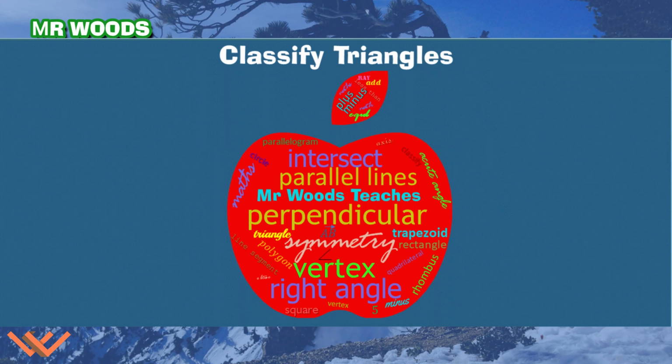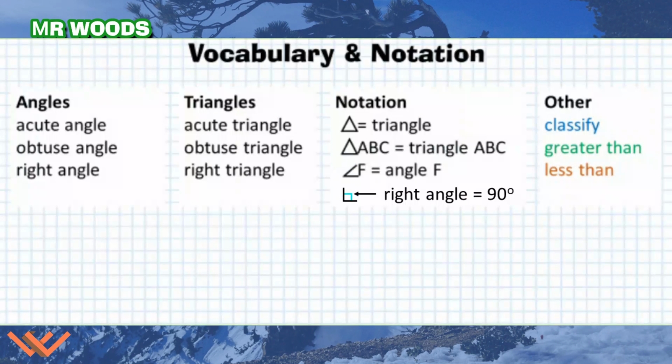Hi fellow mathematicians, this is Mr. Woods Teaches, and today we're going to be working on classifying triangles. Let's take a look. First, let's review some vocabulary and notation. So we have here angles, and we're going to be talking about an acute angle, obtuse angle, and right angle, because that's going to help us identify the triangles that are acute, obtuse, and right.